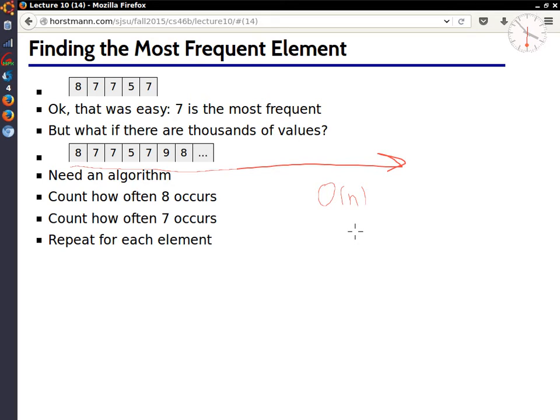Now, how often do we do this? We do this once for every element. So we do n times O of n, or O of n squared. And so it is an O of n squared algorithm. I'll come back to this at some point and ask, is there a better way?